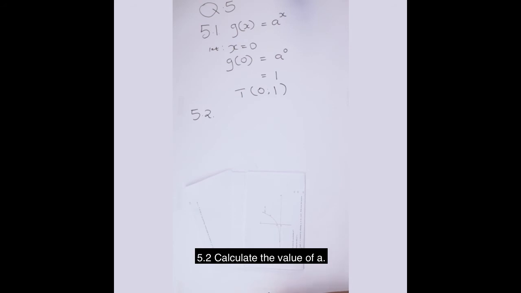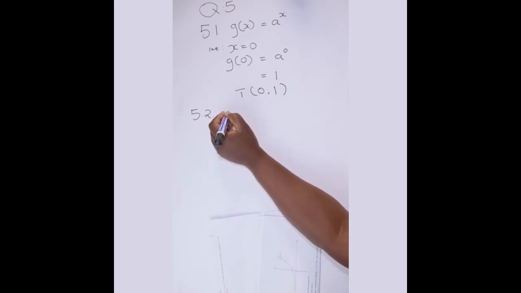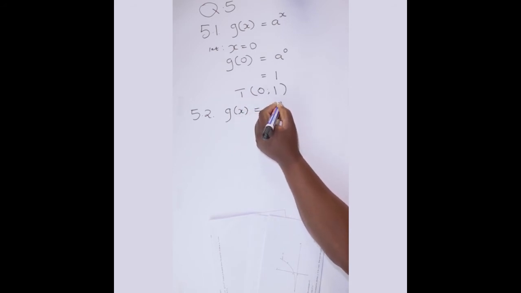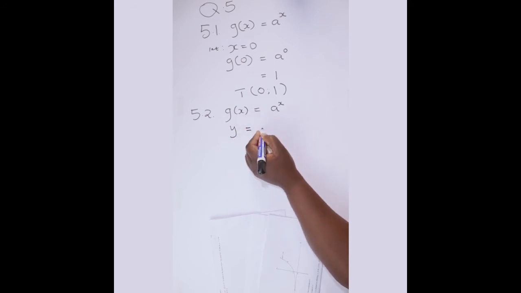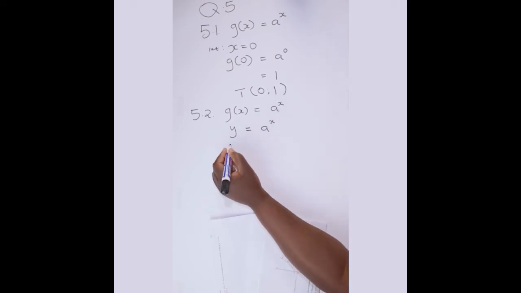In 5.2, they say calculate the value of a. Now we are looking at the value of a, and it doesn't give us full information. To find the value of a, remember we have g(x) = a^x, where g(x) represents y. People, this is just y. The coordinate that we are given is S, which consists of both x and y. x there is 2 and y is 9. So we are going to substitute using that S.